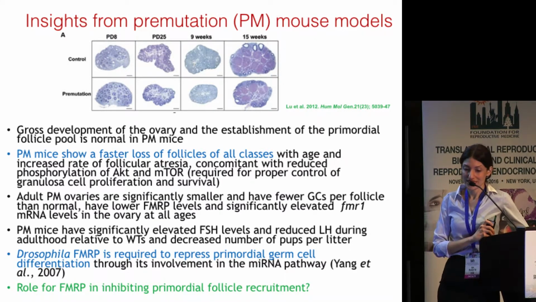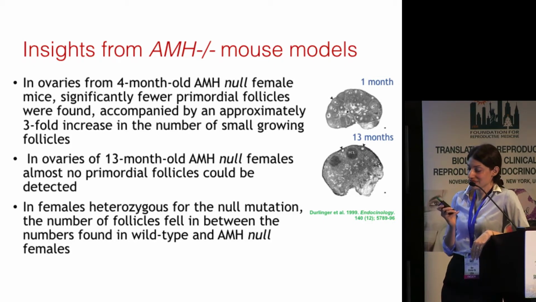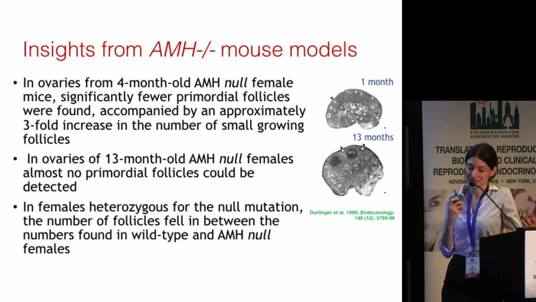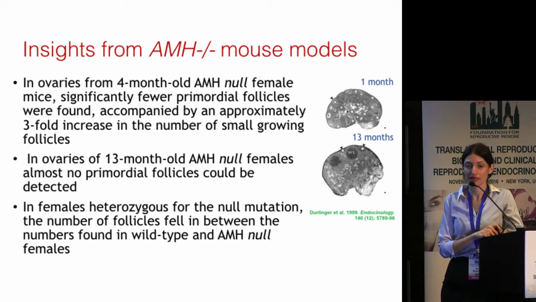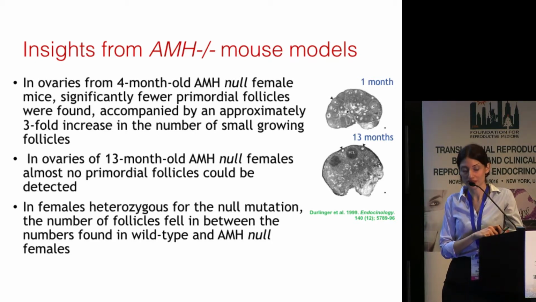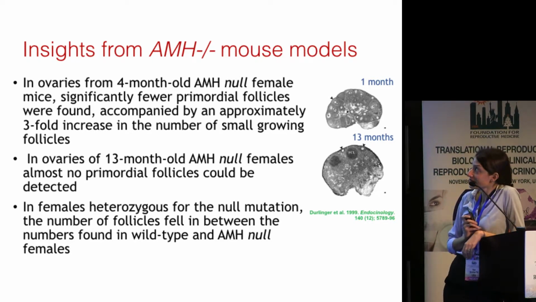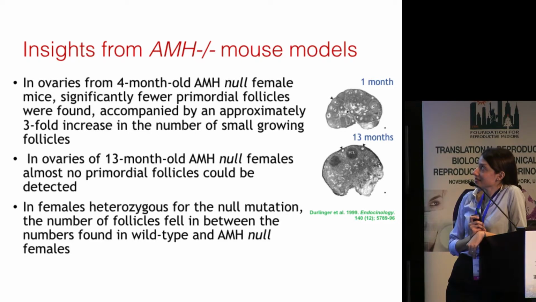So there are some insights from AMH null mice. And this is from 1999, but Dr. Sen today will present much newer evidence or much newer models. In ovaries from 4-month-old AMH null mice, there are significantly fewer primordial follicles, accompanied by an increase in the number of small growing follicles. Whereas in ovaries of older mice, 13 months old, they have virtually no primordial follicles. Whereas in females that are heterozygous for the mutation, the number of follicles fell in between the numbers found in wild-type and AMH null mice.